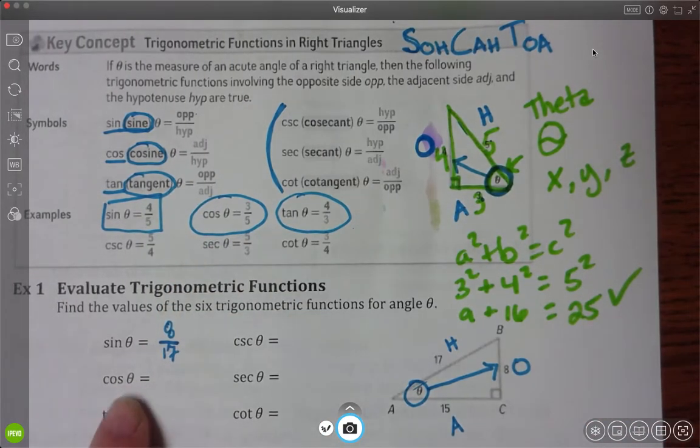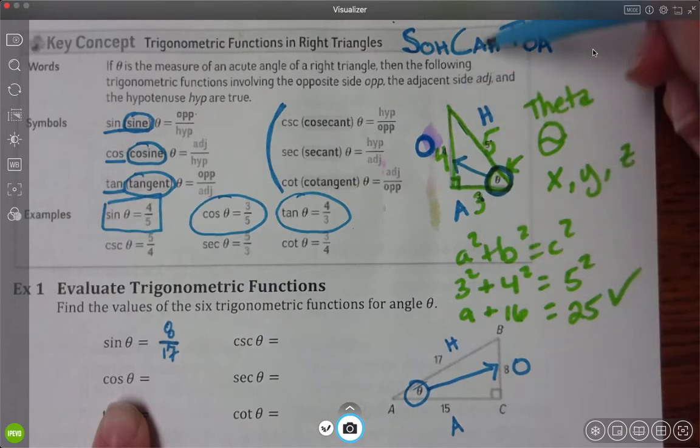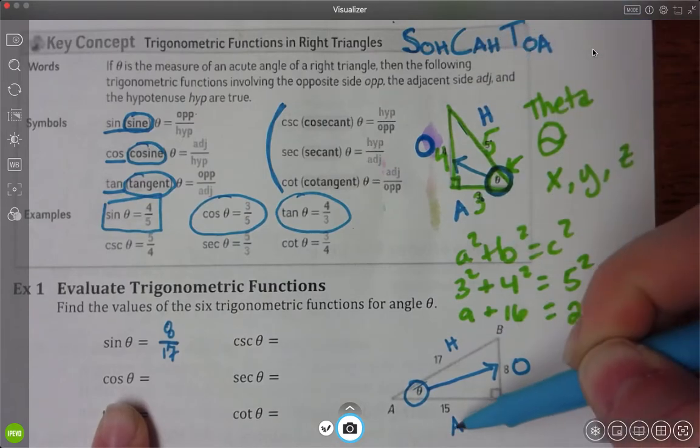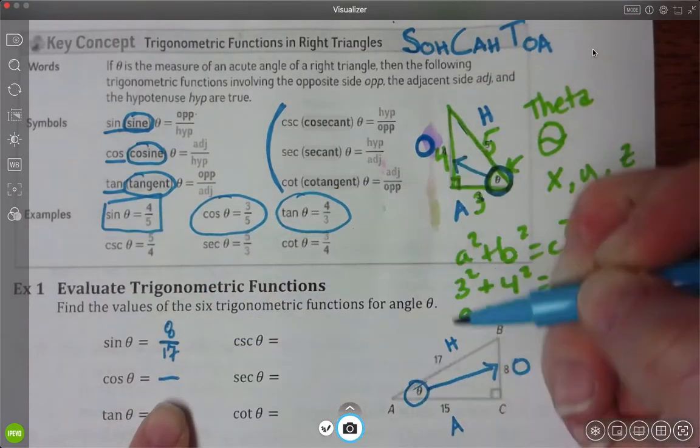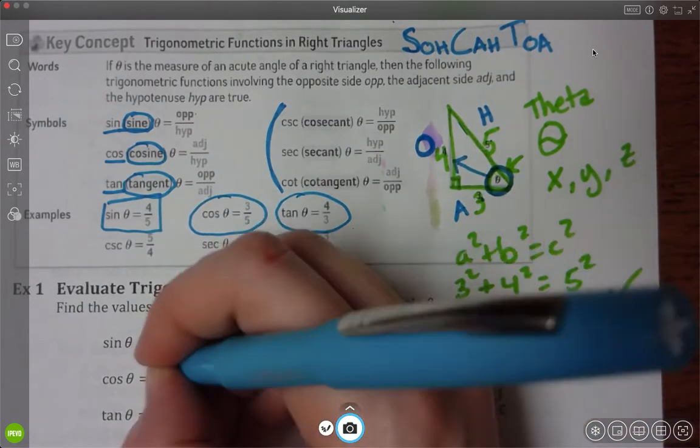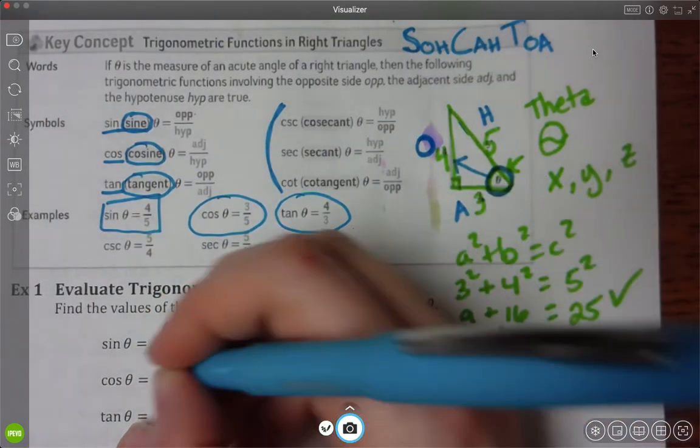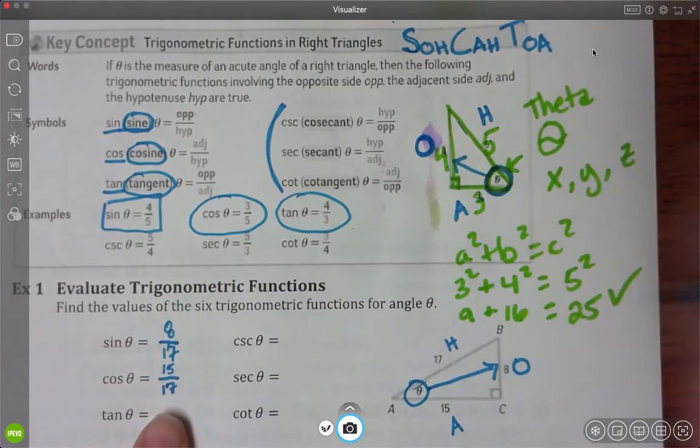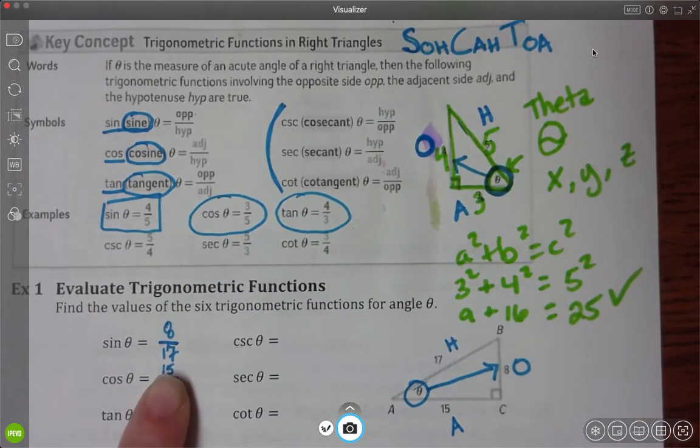All right, cosine is CAH. So that means I do adjacent as my top number. The adjacent side is 15. The hypotenuse side is 17. So that is 15 over 17. Okay, and you're just writing these as fractions. You're writing the sides in relationship to each other.